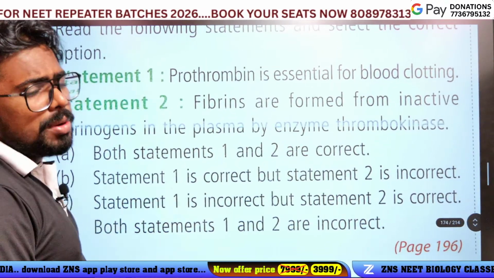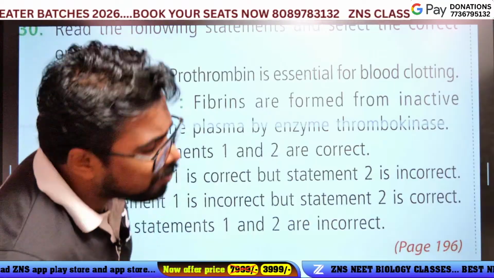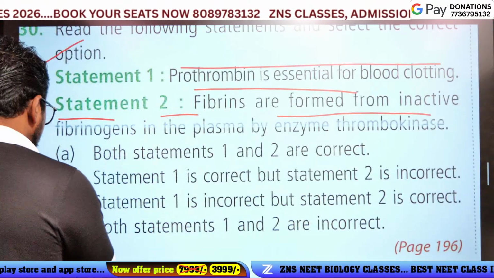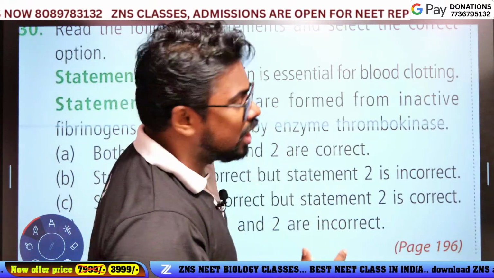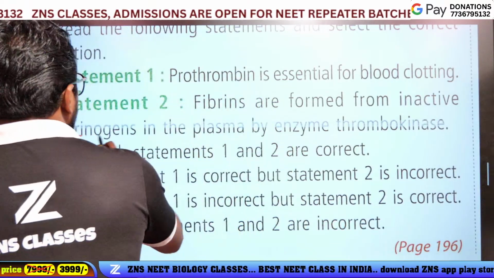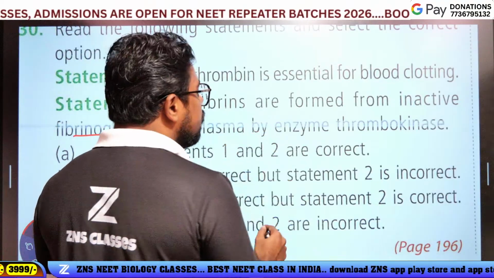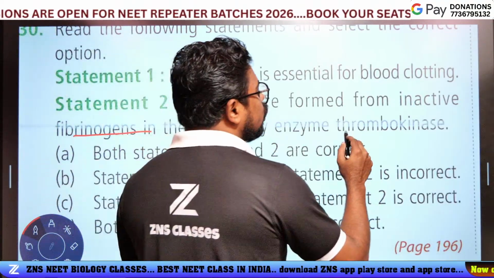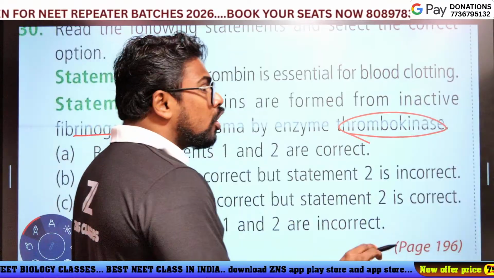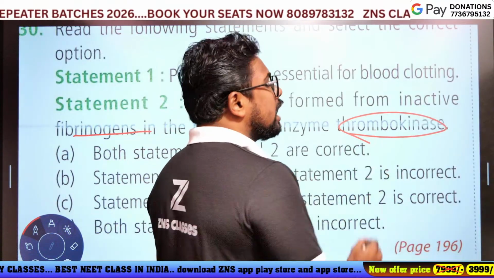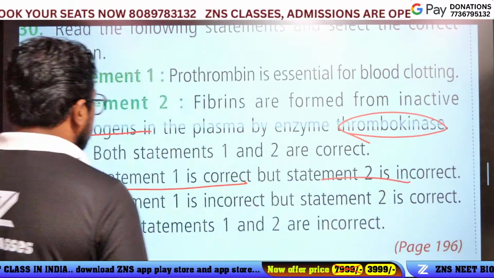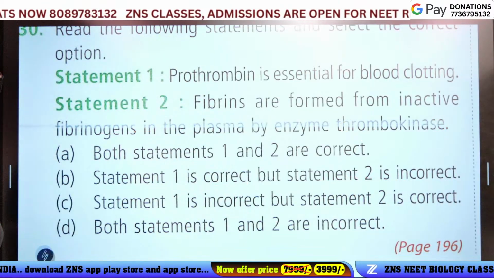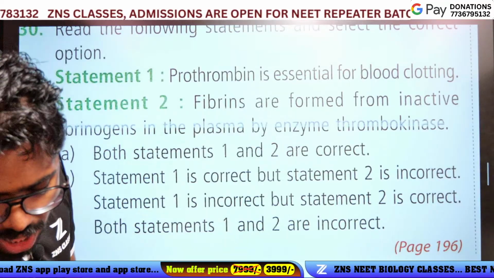Is statement 2 correct? No. Because the inactive fibrinogen converts into fibrin by thrombin, not thrombokinase. Prothrombin converts into thrombin by thrombokinase. Statement 1 is correct, but statement 2 is incorrect. Option B is the answer.